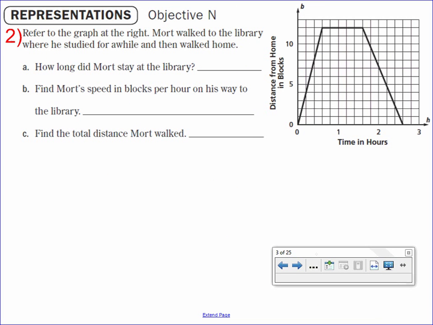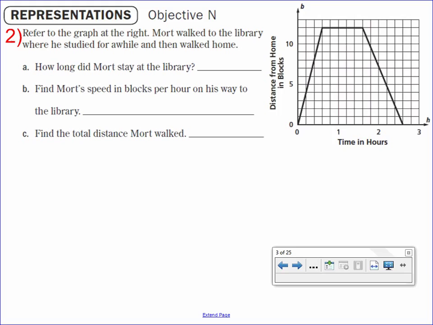We always want to make sure that we're connecting the linear equation concepts we're developing in class back to a real-world context, right? Complete with units. And so we'll have to be able to interpret linear relationships even when they involve a graph, and we're not given an equation specifically. Refer to the graph at right. Mort walked to the library where he studied for a while and then walked home. How long did Mort stay at the library?